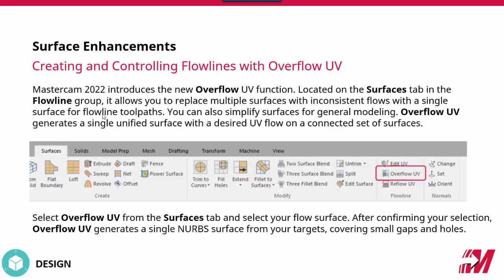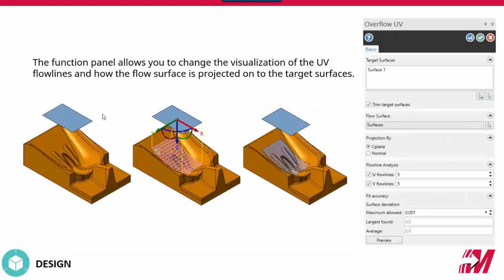Overflow UV. This is going to be really big for all of my Flowline users out there. So the problem with the Flowline toolpath is it doesn't work very well for several surfaces. So it's not one of those toolpaths where you can really window your part and tell the Flowline toolpath to cut everything. And the reason for that is because individual surfaces flow different, right? So each surface has its own flow, has its own UV curves, and they generally don't match up when you go from one surface to the next.